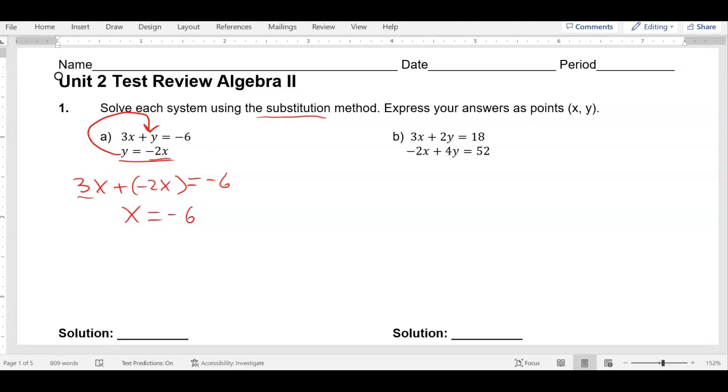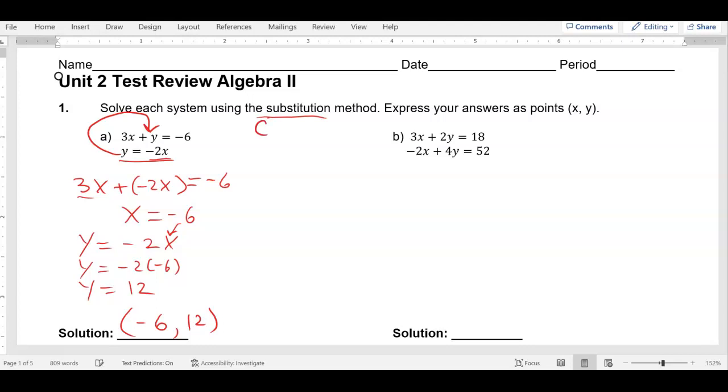Now what we're going to do is take that, and I'm going to take that original equation, y equals negative 2x. I'm going to put that right there. So y equals negative 2 times negative 6. So that means y equals 12. All right. So I have an x, I have a y. So I write it as x comma y. Negative 6 comma 12.